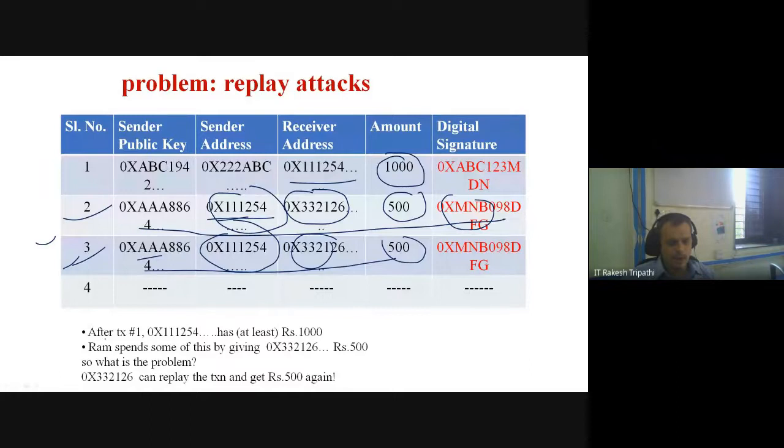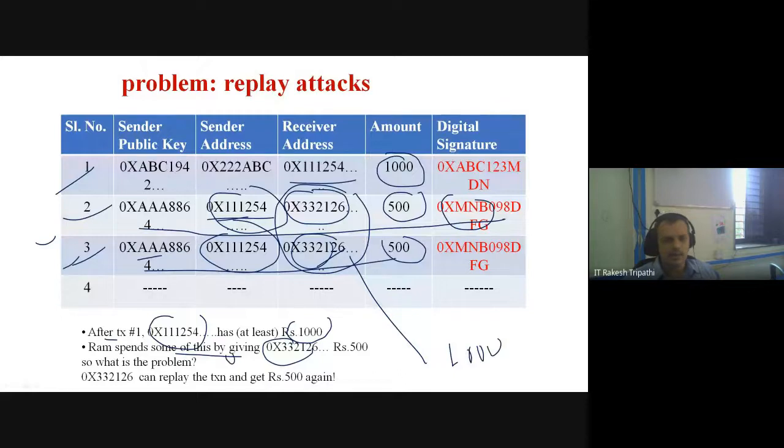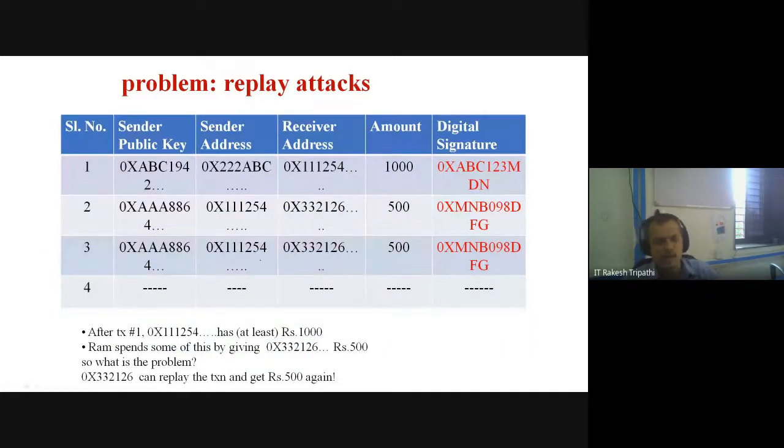So after transaction 1, this account number has at least 1,000. Ram spends some of this by giving 500 to this account. If I replay this one, what will happen? With this transaction, this person will get all 1,000, and his account will have a balance of 0. But this is not what I want. Even if he wants to send money to him, there is a chance of a replay attack, meaning the same transaction is repeated again.